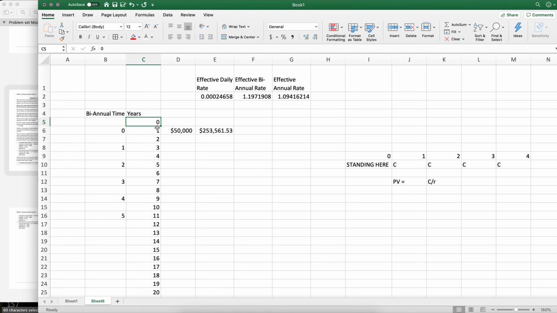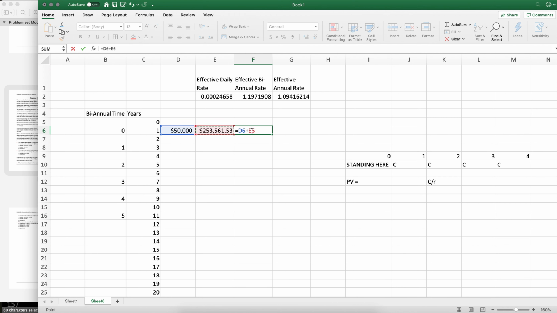So now that we have these, and we're standing in time 0 in biannual years, we want to make it go back in time to time 0 years. So this is a cash flow that you get while you're standing at time 0 in biannual years, and this is the present value of the perpetuity.